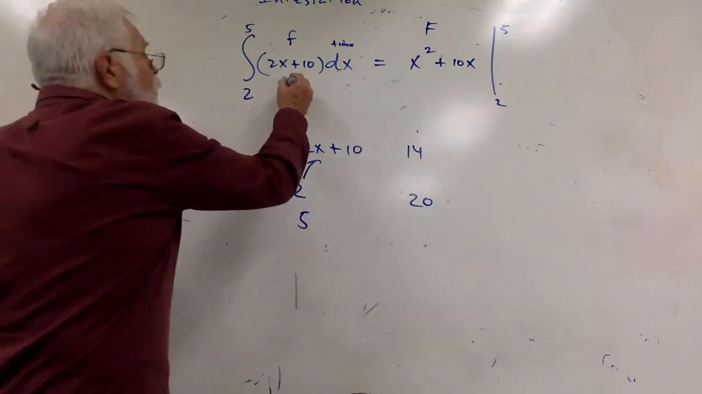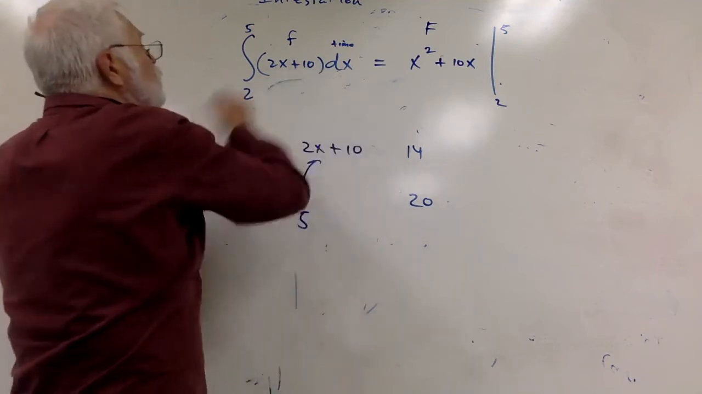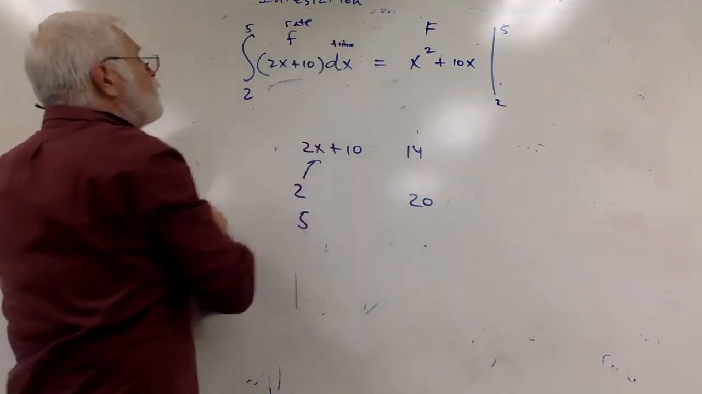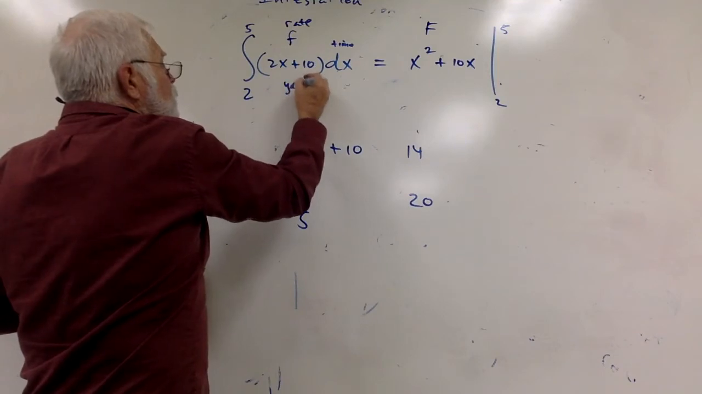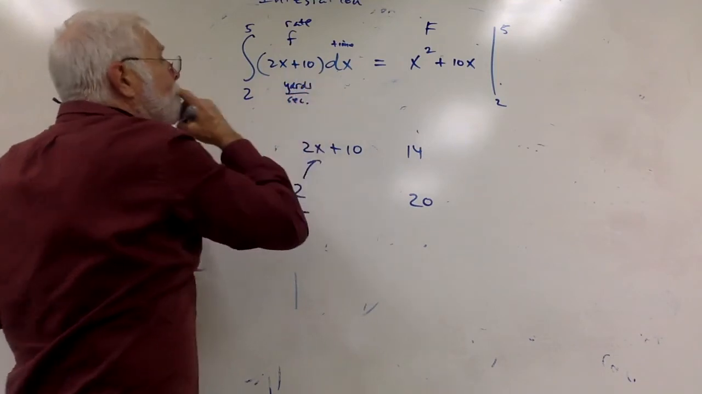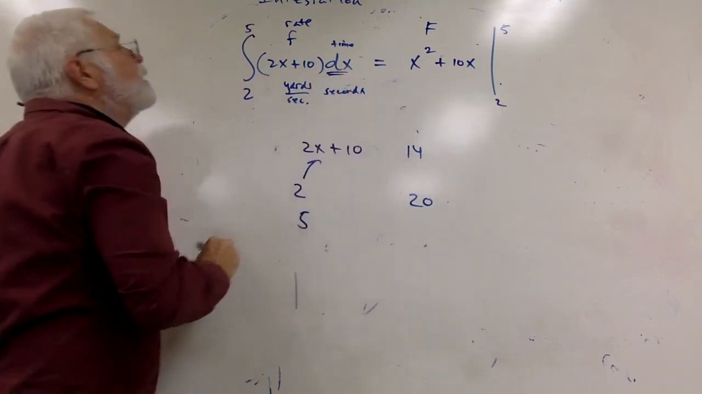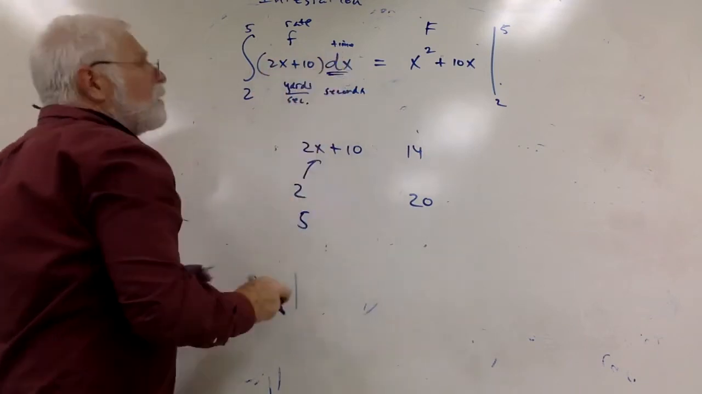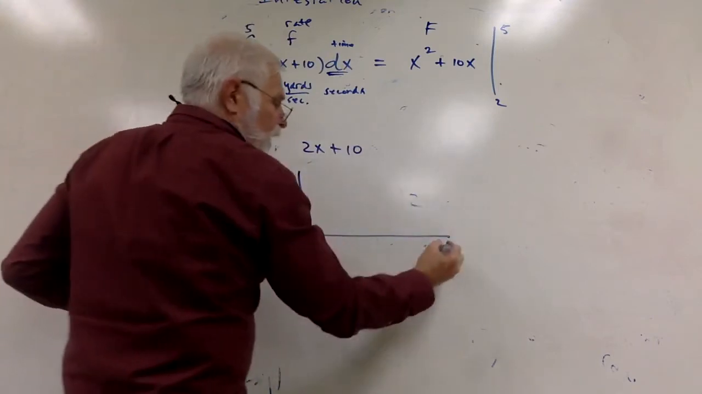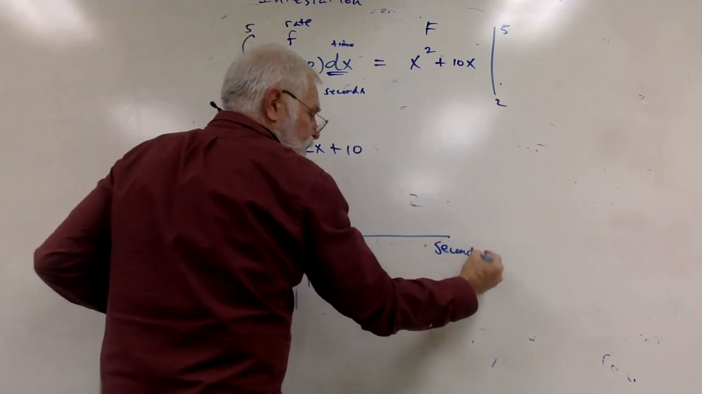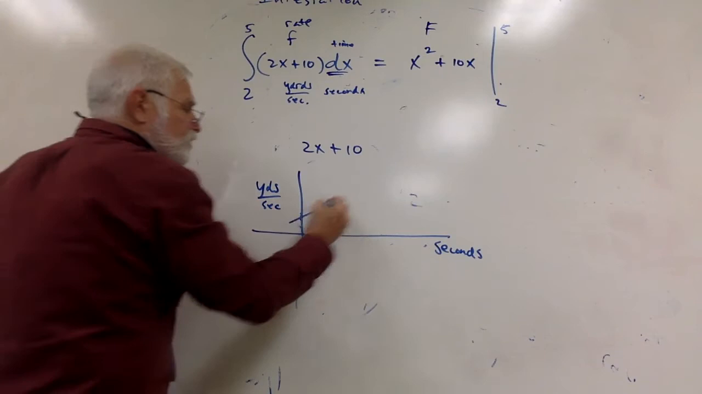So if this is in yards per second, that rate, this is a rate. Putting some units in here actually helps right now. So this rate is yards per second, and dx stands for seconds in this case. So I'm doing length, right? If I graph 2x plus 10, then I'm putting seconds on the x-axis and yards per second on the y-axis. And there's your 2x plus 10.